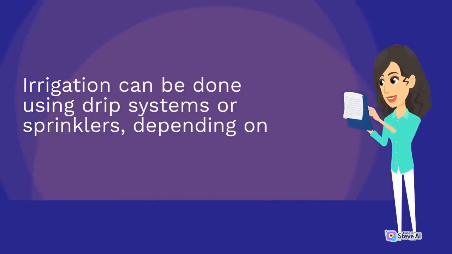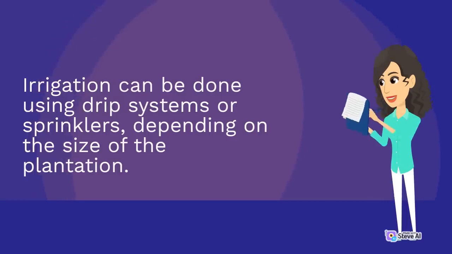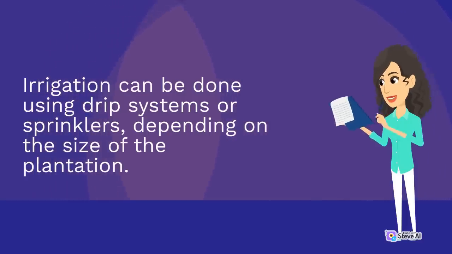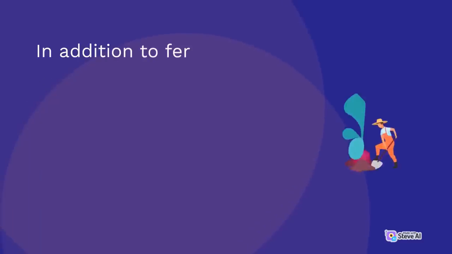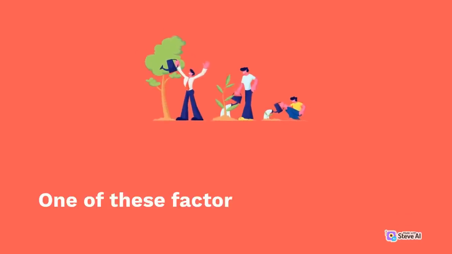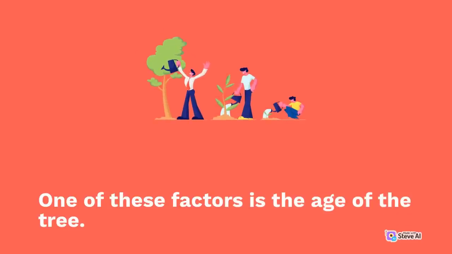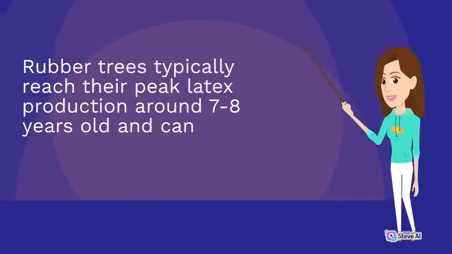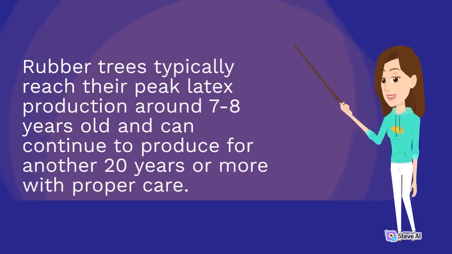Irrigation can be done using drip systems or sprinklers, depending on the size of the plantation. In addition to fertilizing, pruning, tapping, disease prevention, and irrigation, there are other factors that can impact the quality and quantity of latex produced by rubber trees. One of these factors is the age of the tree. Rubber trees typically reach their peak latex production around 7 to 8 years old and can continue to produce for another 20 years or more with proper care.